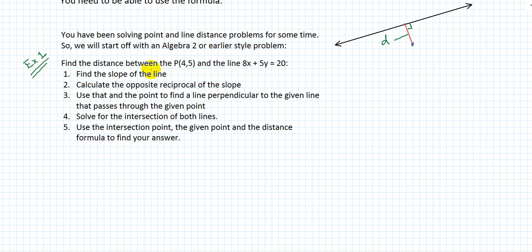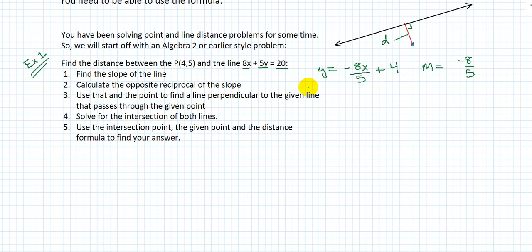I first find the slope of the line, and that's the given line right here. And so I won't pause this one, but that's y equals, I'm going to subtract the 8x over. The 20 is already over there. So I'm going to divide by 5. That doesn't reduce, but 20 divided by 5 is 4. So the slope of that line would be negative 8 over 5.